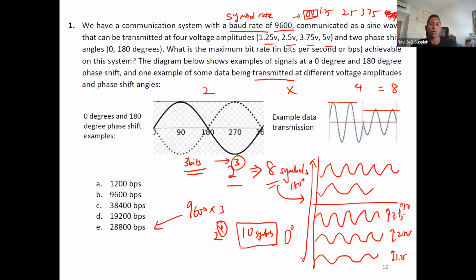So generally you should always look at the minimum number of bits required to make sure that you can represent all the symbols in your system.